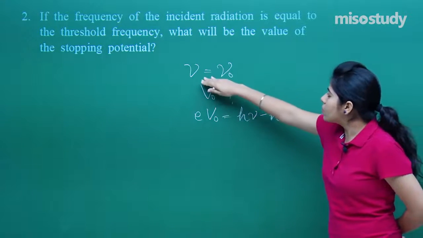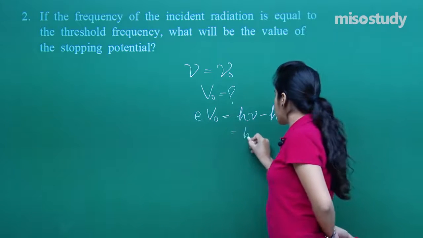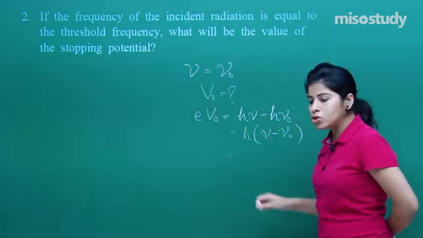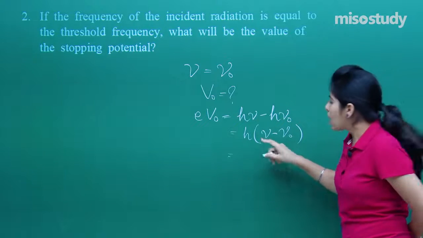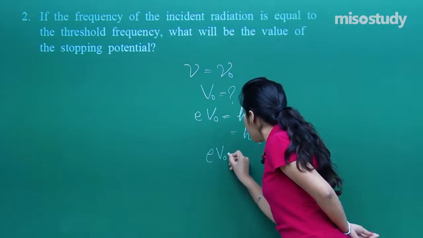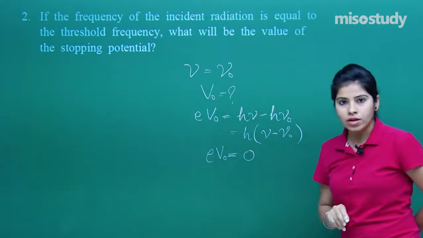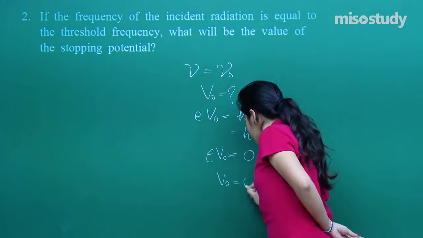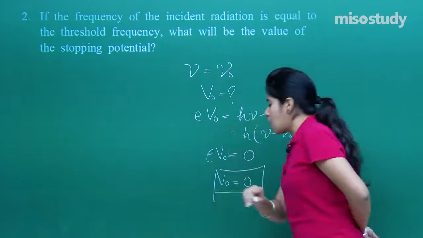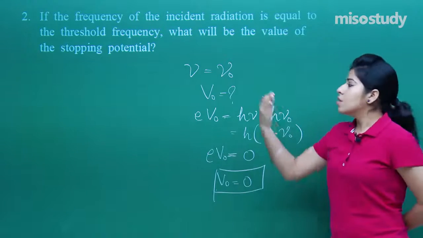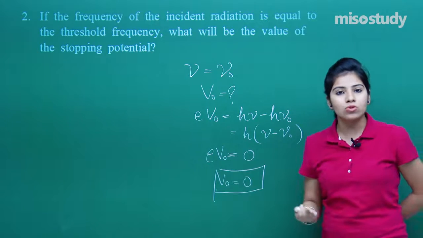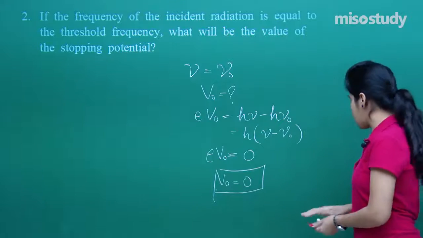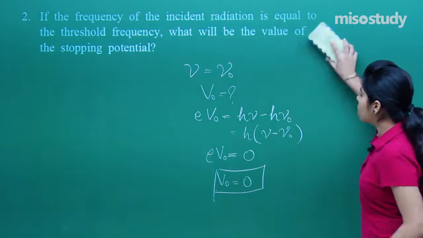Now, since nu equals nu naught, in h into nu minus nu naught, this term will become 0. So, eV naught comes out to be 0, and from here you can say that V naught equals 0. That means at the very moment when the incident frequency becomes equal to the threshold frequency, the stopping potential becomes 0. This is the answer of the question: V naught will be 0.